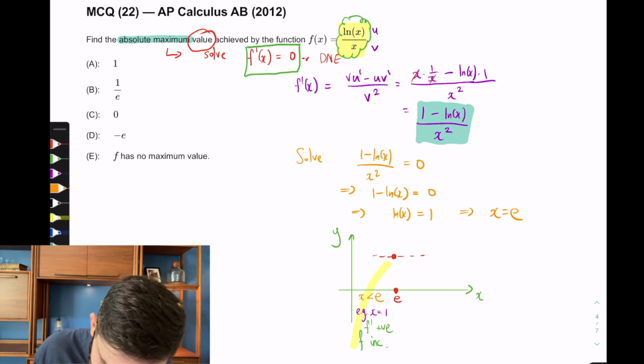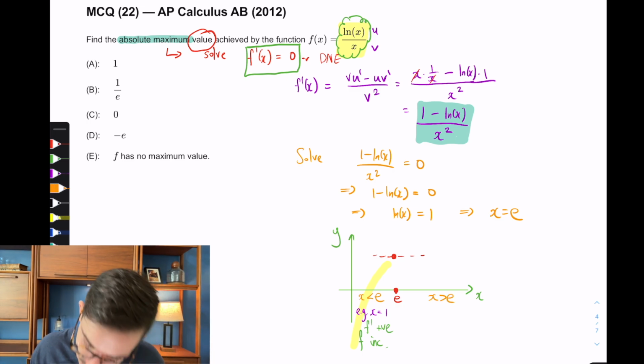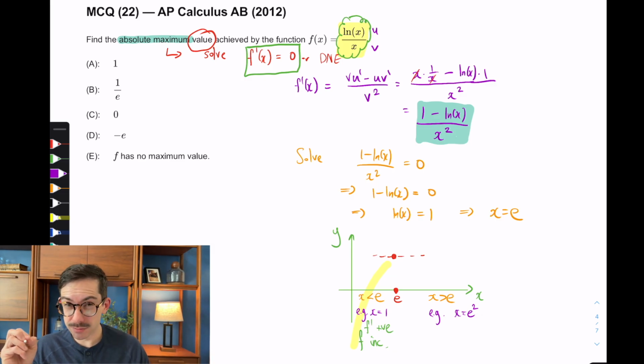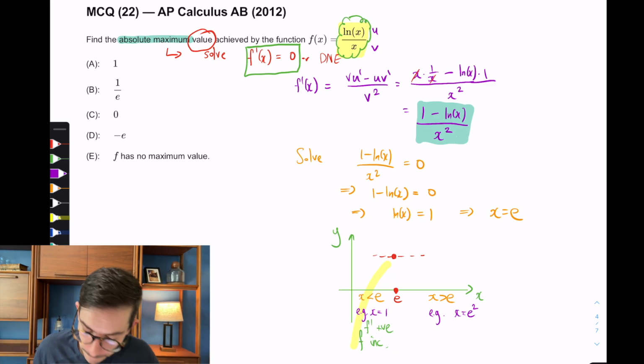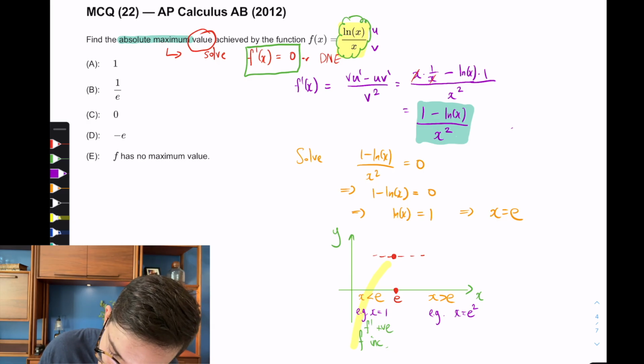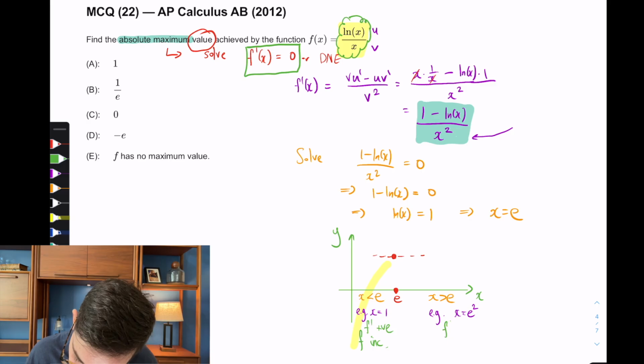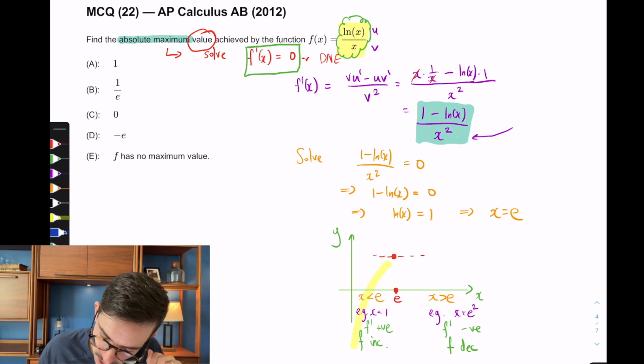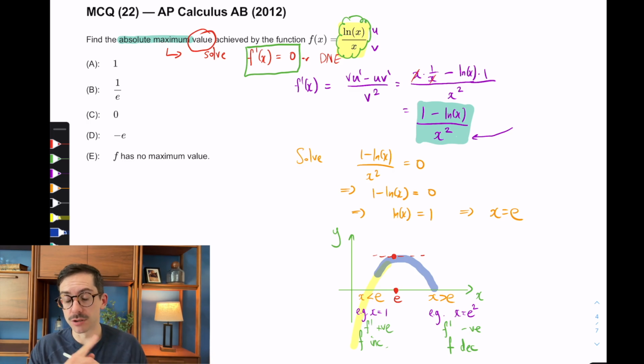Let's double check on the other side. When x is greater than e, an example we could take might be, with a calculator we could pick anything, but here it might make sense to pick e squared, because the log of e squared is 2. When I substitute e squared into my formula for f prime, I get that f prime is negative. And when a derivative is negative, that tells us the original function is decreasing. So I get my nice horizontal tangent at x equals e, and then I decrease.